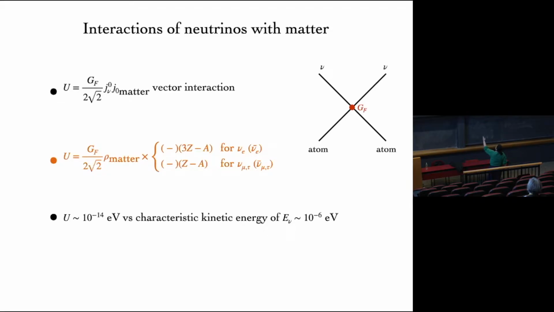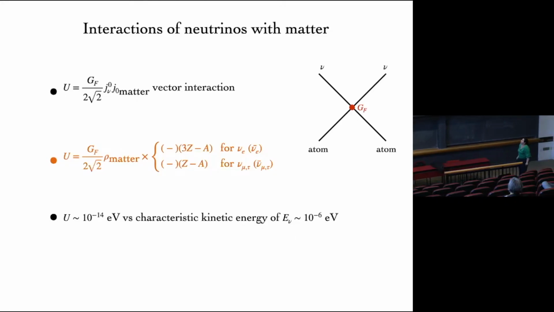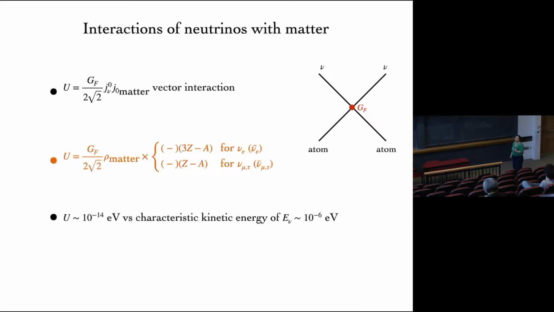And just to give you a rough idea, n matter is the density of atoms in matter. The interaction energy is very small, 10 to the minus 14 eV, versus the kinetic energy of 10 to the minus 6 eV, and I'm normalizing to a neutrino mass of 0.1 eV. This tells you that this is a small effect. It also tells you that, for example, if I look at solar neutrinos or any other type of neutrino, this small interaction energy does nothing unless you sit in a neutron star, right?